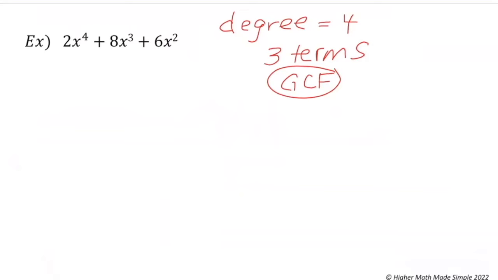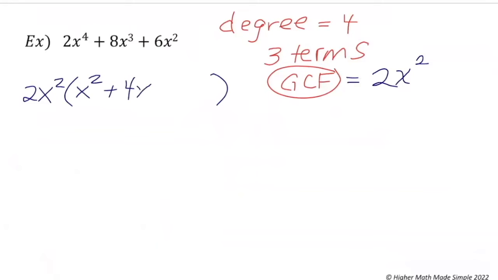They are all divisible by 2, and they all have at least 2 x's. In other words, I can pull out an x squared. So the greatest common factor is 2x squared. Let's do it. Reminder, when I pull out the greatest common factor from each term, it's like doing the reverse distributive property. So ask yourself, 2x squared times what gives me 2x to the 4th? x squared. 2x squared times positive 4x gives me 8x to the 3rd. And then 2x squared times a positive 3 gives me 6x squared.